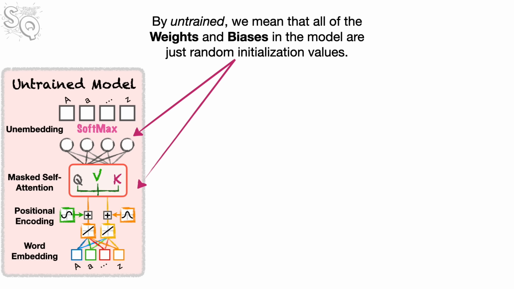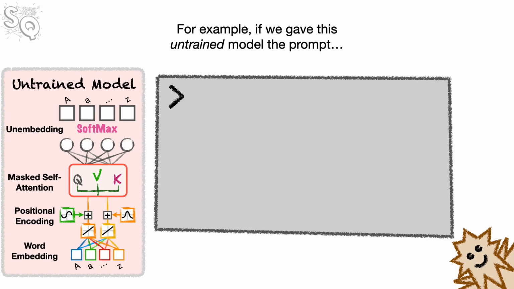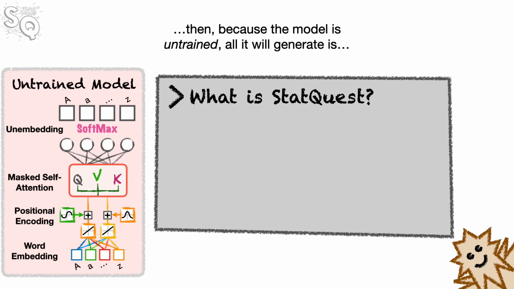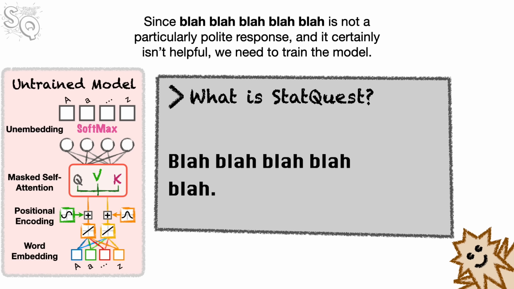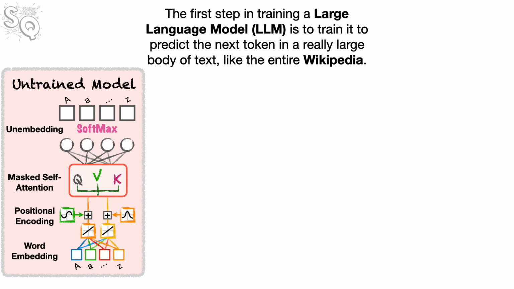By untrained, we mean that all of the weights and biases in the model are just random initialization values. For example, if we gave this untrained model the prompt, "What is StatQuest?" Then, because the model is untrained, all it will generate is blah blah blah blah blah. Now, since that is not a particularly polite response, and it certainly isn't helpful, we need to train the model.